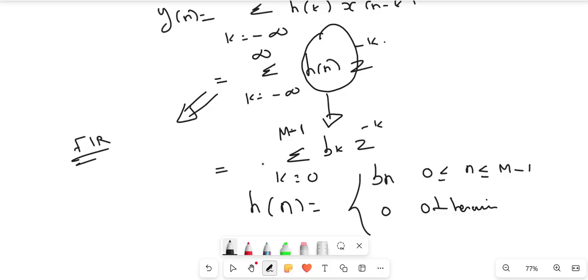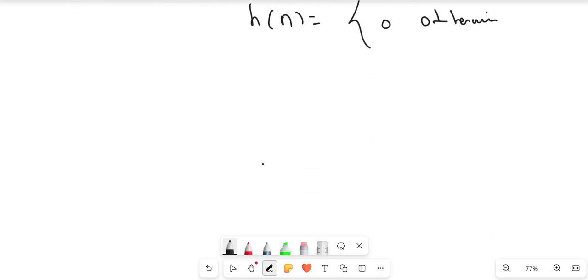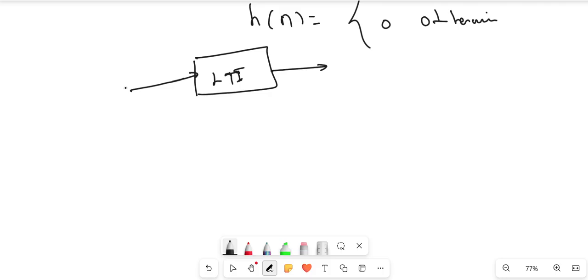Now we will discuss general FIR filters. You know the general LTI system, the linear time invariant system. In general we know that you can find the output y of n for any input sequence x of n if you know the impulse response h of n.